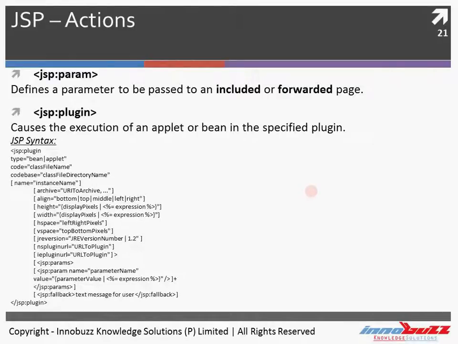JSP plugin is also one of the useful actions, which causes the execution of an applet or a bean in the specified plugin. So this is the basic syntax. Even this has many attributes in it, such as archive, align, height, width, all the plugin attribute related details. So you can specify all those in these attributes.